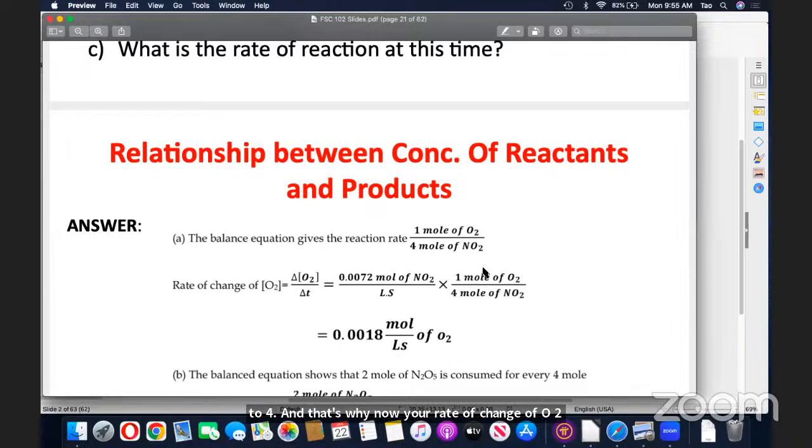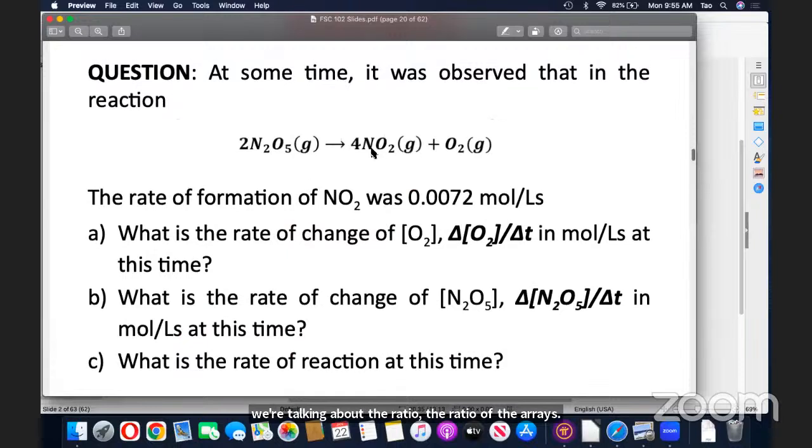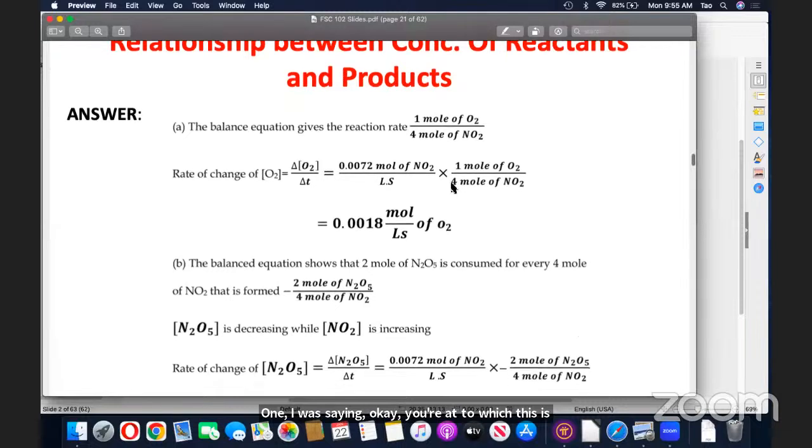multiplied by that mole ratio, which is 1 divided by 4, because the mole ratio is the same thing as the ratio of their rate. Remember, when we're talking about the ratio of their rate, we're looking at the mole ratio, nothing else. We're saying the rate at which NO2 is produced is 4 times as fast as O2. That's why what we're using here is just the mole ratio. So 0.0072 multiplied by 1 divided by 4 will give you 0.0018 mole per liter per second.